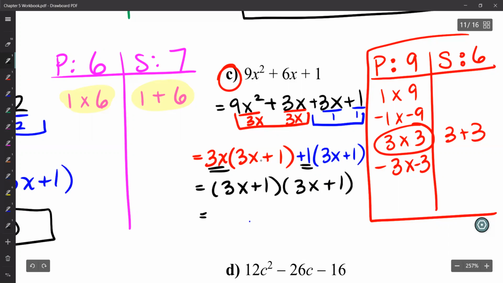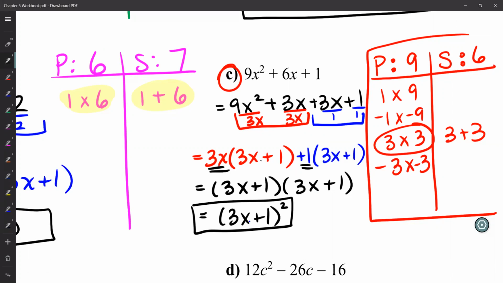Can somebody tell me how I express this a little bit simpler when I have two of the same? Lila? You do 3x plus 1 in the brackets and then squared. Perfect. So that should be your final answer for this one.